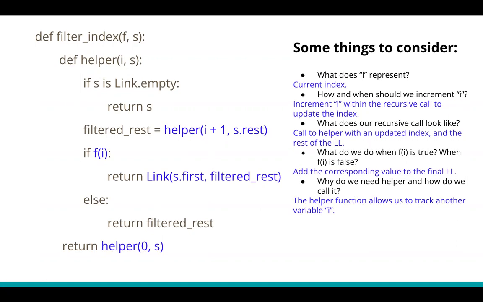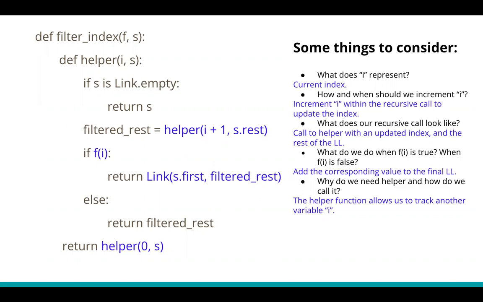So why do we need that helper function? Why can't we just use one master function? It's because we need to track one more variable for this question specifically. We want to track the index, which filter_index would not allow us to do. So you can see we return helper(0, s) because we start at index 0, and s is the linked list that we're given. Before I move on to the next question, are there any questions?